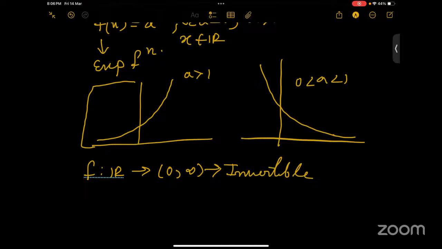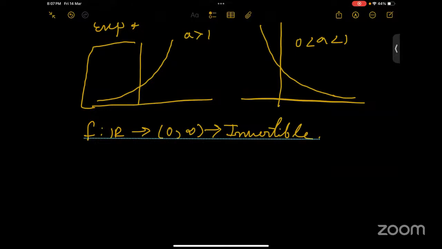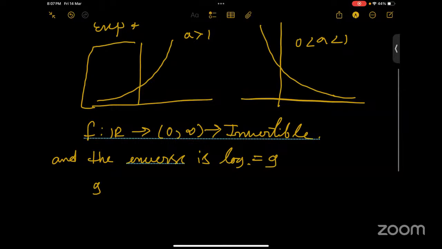Provided the codomain is limited to 0 to infinity, then it is invertible, right? And the inverse function is nothing but the logarithmic function. Inverse is log. And suppose this is g, then g will be from 0 to infinity to R, right?